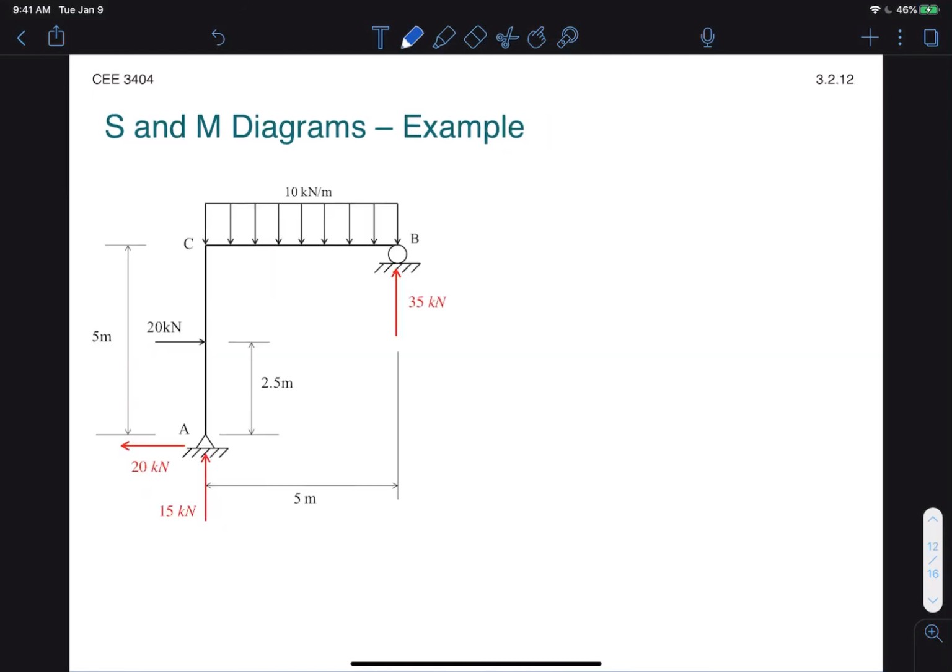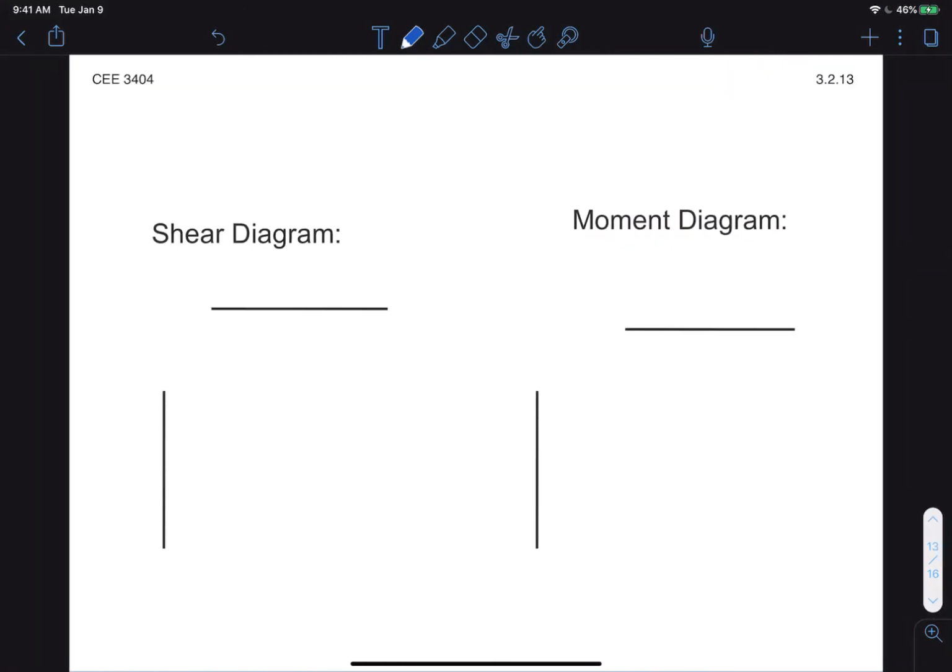Your challenge before the next class is to draw the shear and moment diagrams for this frame. In order to do so, it's easiest to split it into two separate diagrams, one vertical and one horizontal. So in order to do that, you'll need to find the internal loads at the intersections, but then from that point on, you can treat them as reactions for the purposes of drawing the moment and shear diagrams. So give it a shot, and we'll cover this in the next lecture.